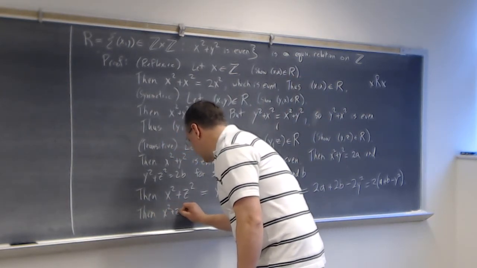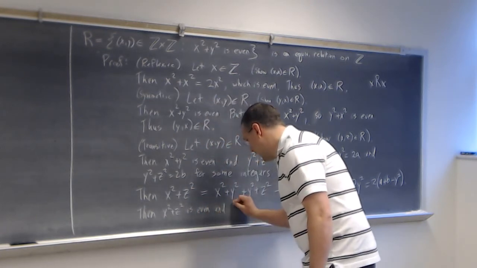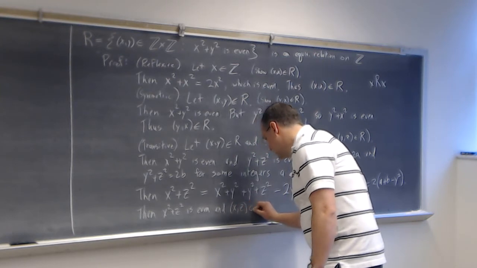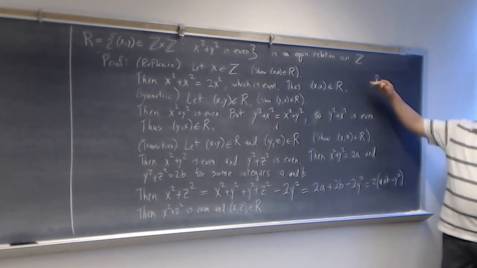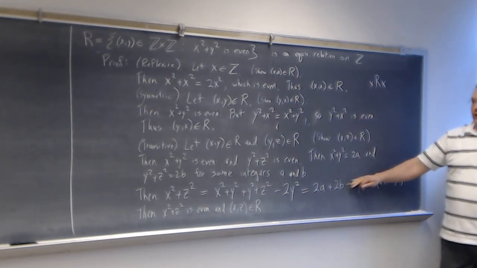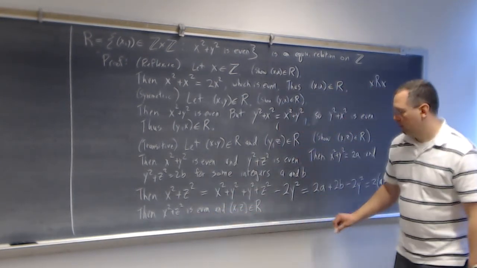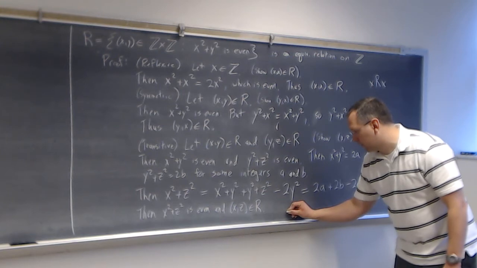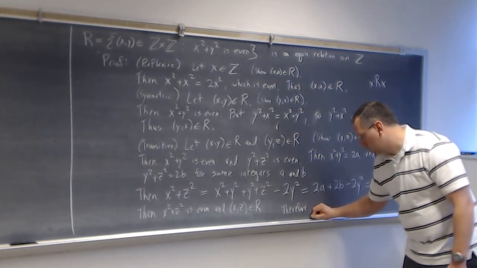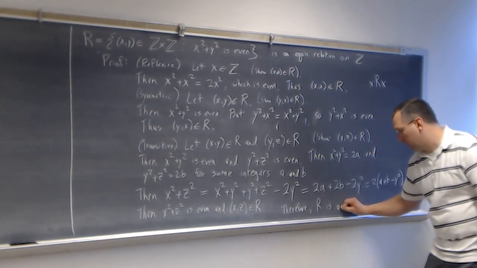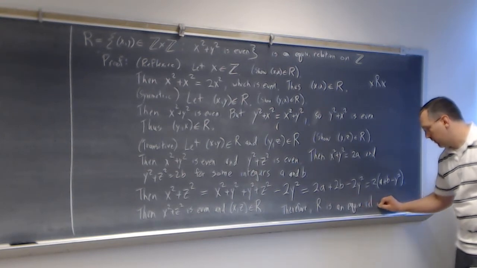And x squared plus z squared is even. And xz is an element. So I've shown that R is reflexive, symmetric, and transitive. So if I had another line down below, I'd write this in a new paragraph. I'd say, therefore, R is an equivalence relation on.